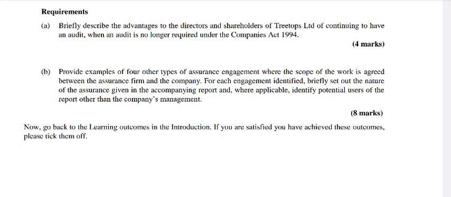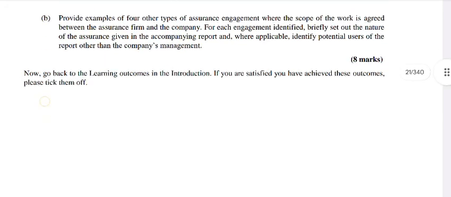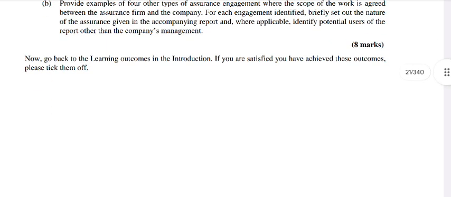For each engagement identified, briefly set out the nature of the assurance given in the accompanying report and where applicable, identify potential users of the report other than the company's management. Now go back to the learning outcomes in the introduction. If you are satisfied you have achieved these outcomes, please tick them off.